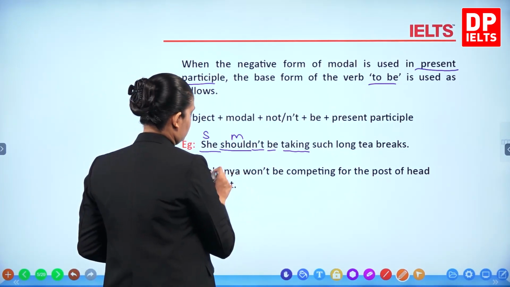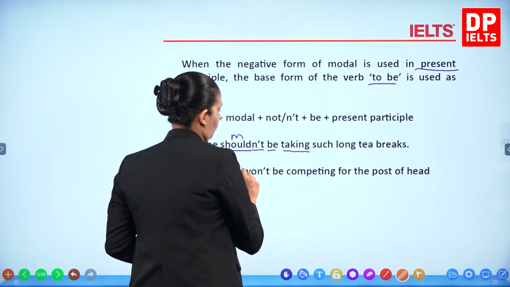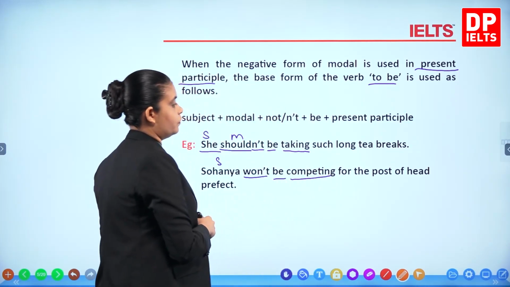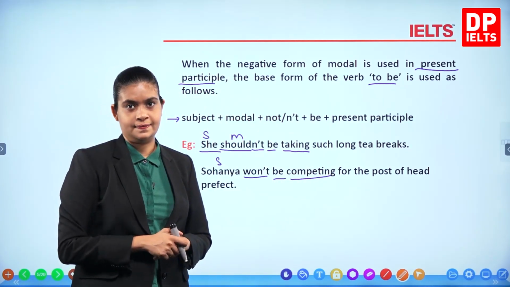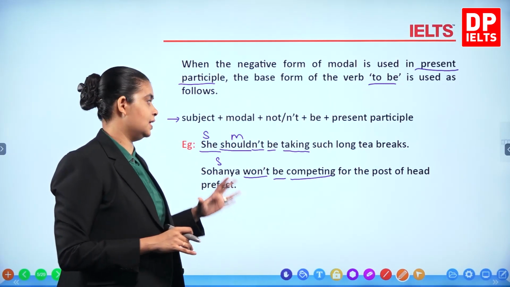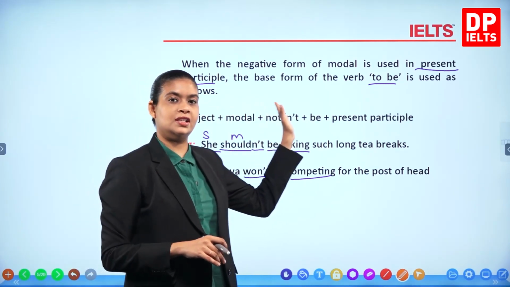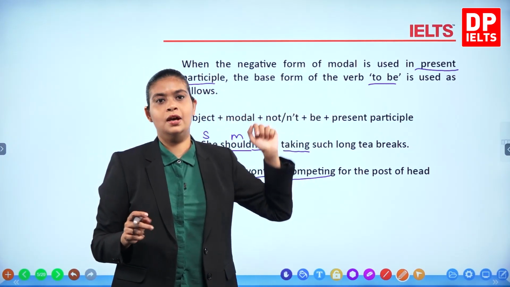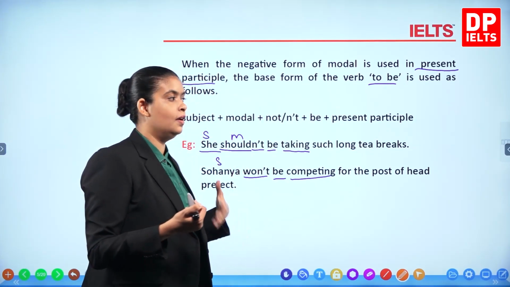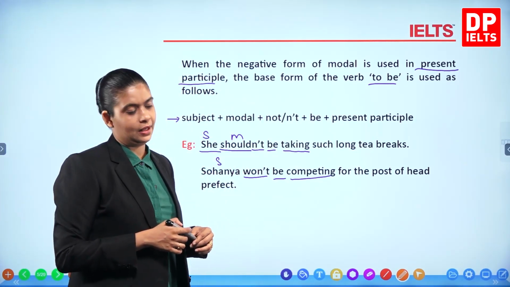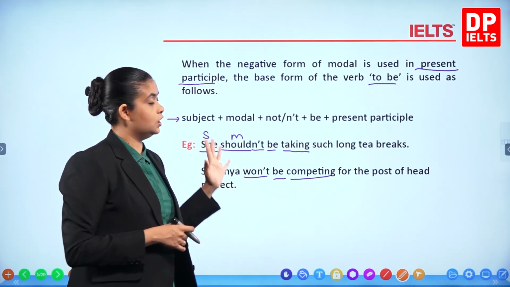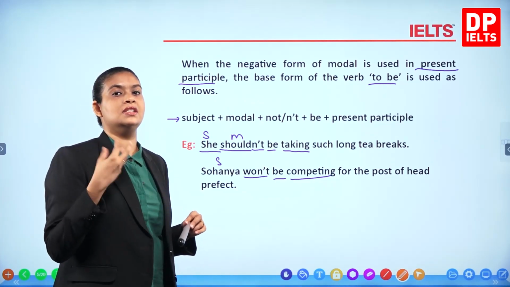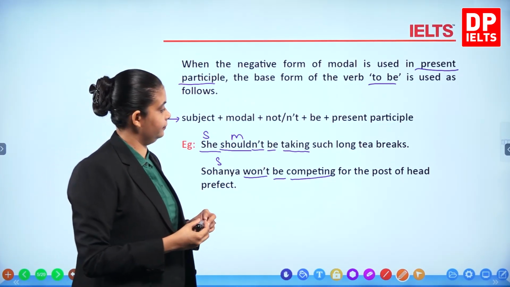Sohanya won't. So this again is the subject, will not, won't, be competing for the post of head prefect. Okay, so again, you can see the structure. Subject, modal, negative form, that is not or the contracted form. Be plus the present participle, by which we mean the verb and the ing form of it. Okay, so you need to remember the sentence structure before you actually start writing it.